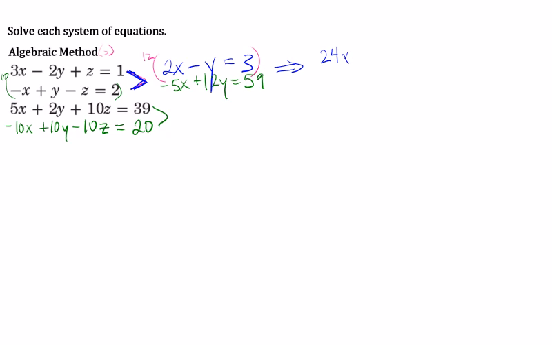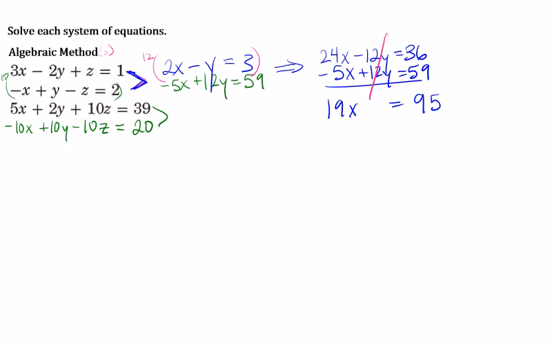So I would get 24x minus 12y equals 36, right? So I just distributed this 12 to everything there. Okay, then on the bottom, I'm just going to keep it the same. Negative 5x plus 12y equals 59. All right, so now we can combine these together. The y's will cancel out, and so I'll get 24x minus 5x, which is 19x, and 36 plus 59 is 95. So I'm going to divide both sides by 19.